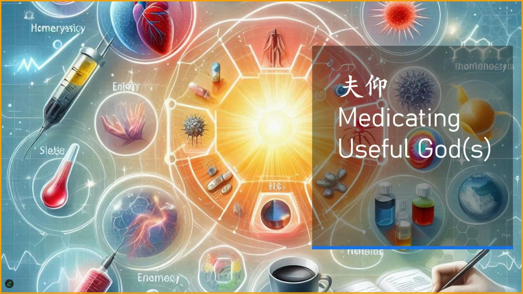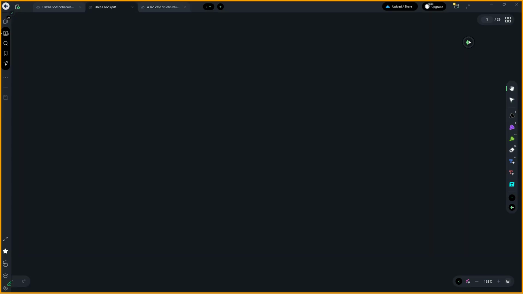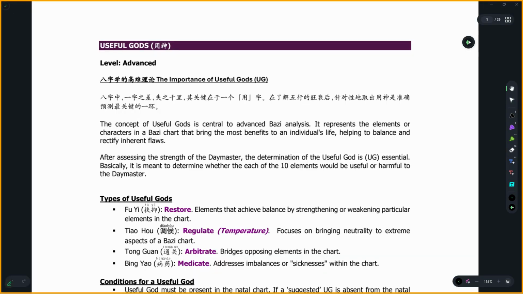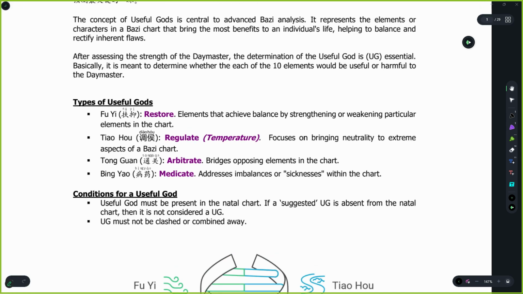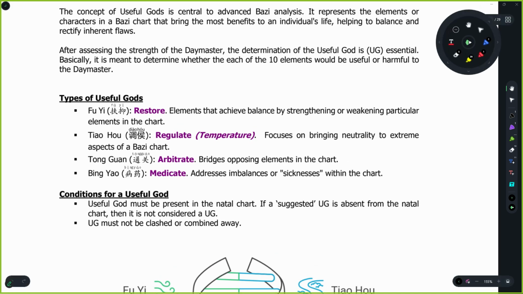Alright, so now we come on to part 4 of our Useful God series. For part 4 of our Useful God series, we will now look at the third function of the Useful God.